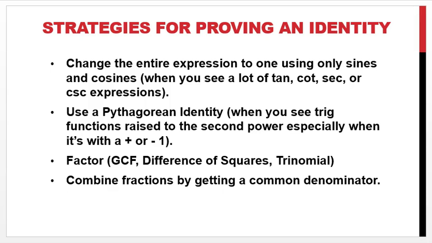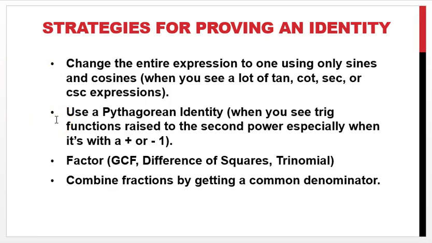So now that we've talked about what a proof looks like, what about which techniques you can actually use to change your left side and make it match the right-hand side? That's what I'm describing here. One of the most common strategies is changing the entire expression to one using only sines and cosines. If you see a lot of tangents, cotangents, secants, or cosecants in the expression on the left-hand side, you may want to perform substitutions, replacing all of those with rules in terms of sines and cosines only. Make sure you change everything, otherwise you may not have some of the terms cancel out.